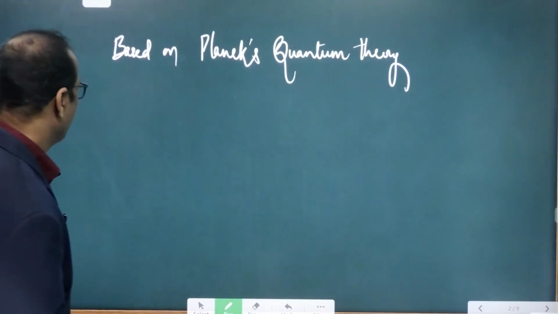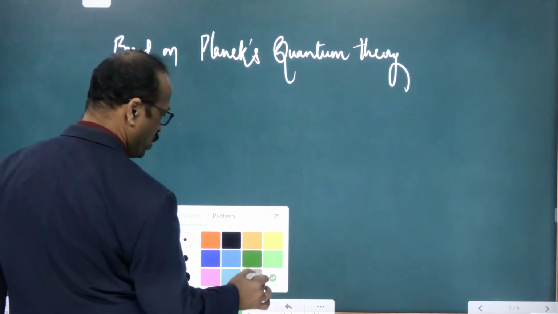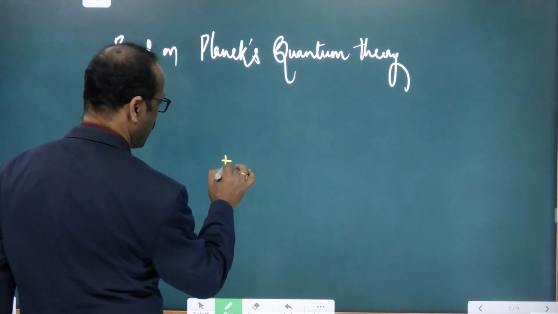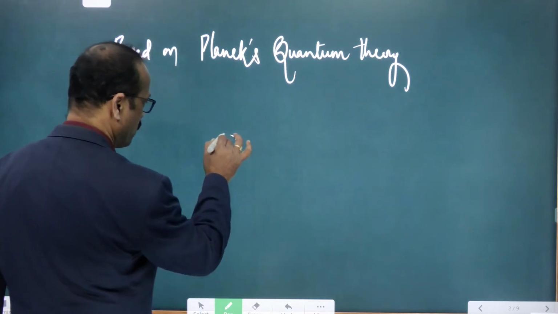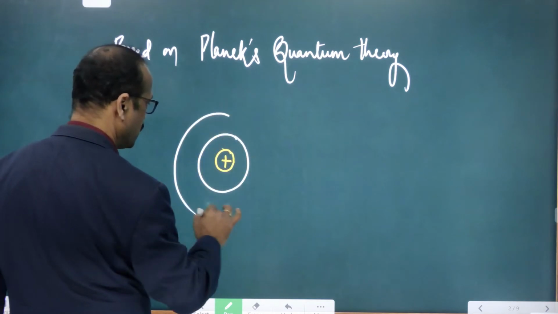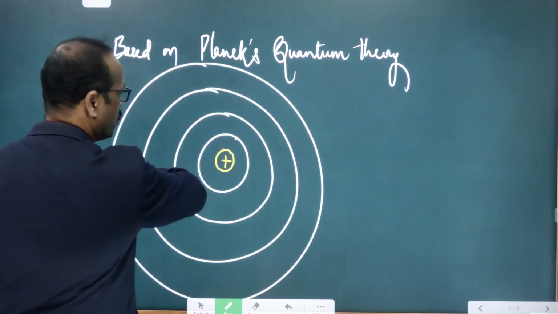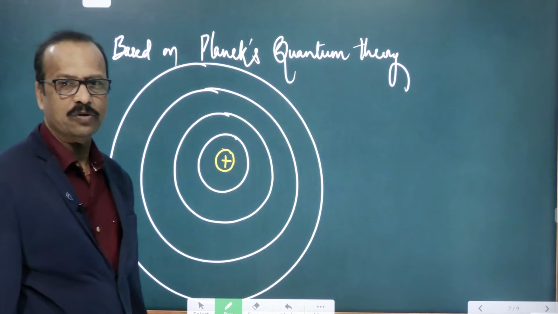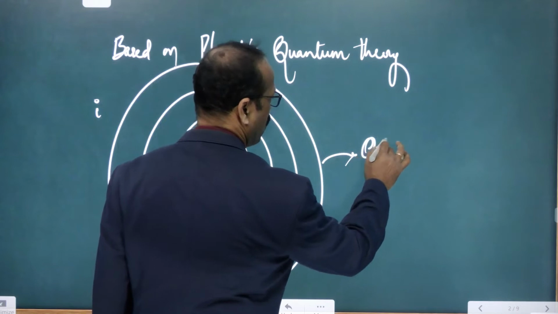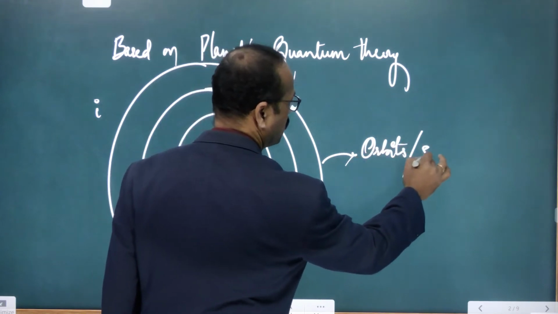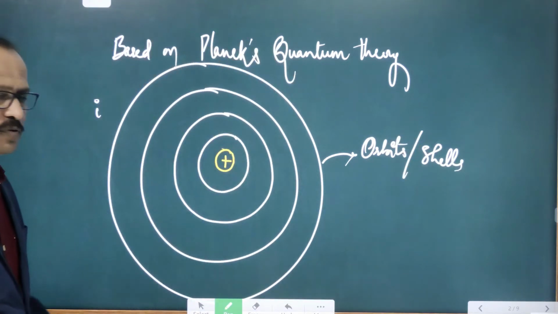So, what are its important features? The first point it states is, electrons revolve around the nucleus in specified circular paths. So it is a nucleus, and he said that electrons will be revolving around the nucleus in specified circular paths. Like these paths are there all around the nucleus. In these specified circular paths, electrons revolve. Okay, and he gave the name to these paths as orbits or shells. Okay, that's the first point.